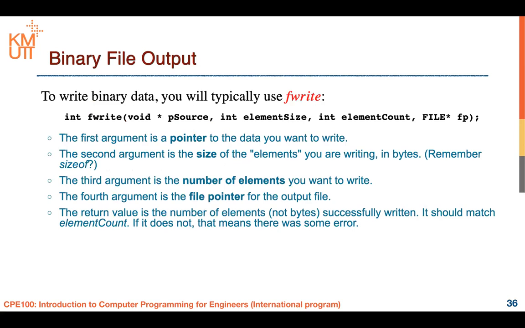And then in order to write a binary file, you can use fwrite. f means file and write means write. You have 1, 2, 3, 4 parameters: p_source, element size, element count, and then a file pointer. You have known this already. This is a pointer to a file that you are going to write.